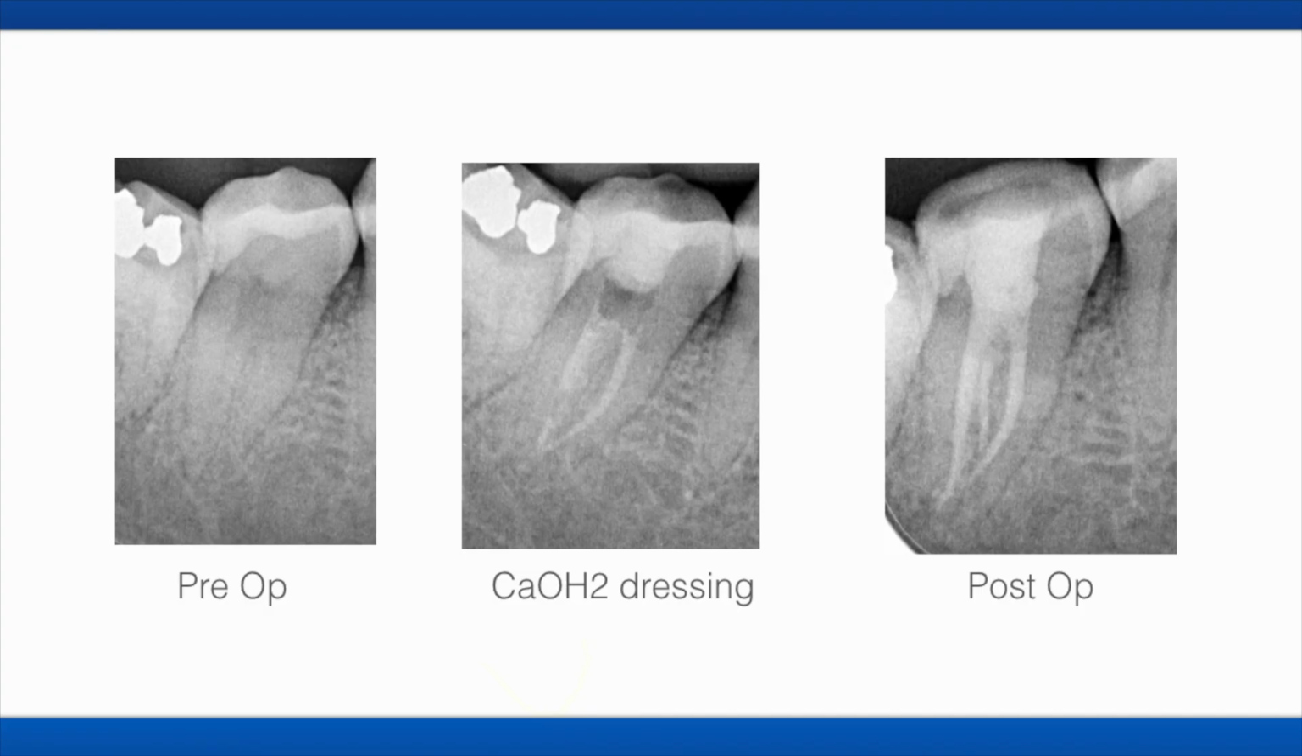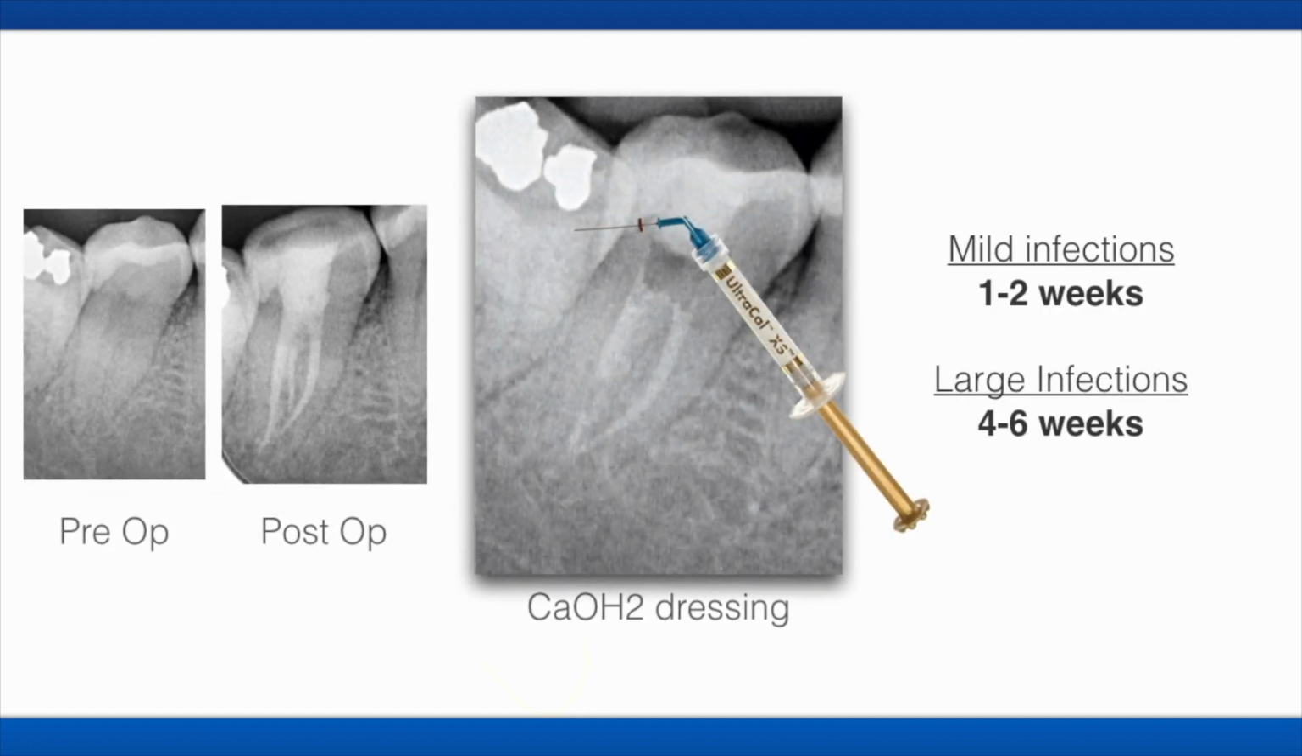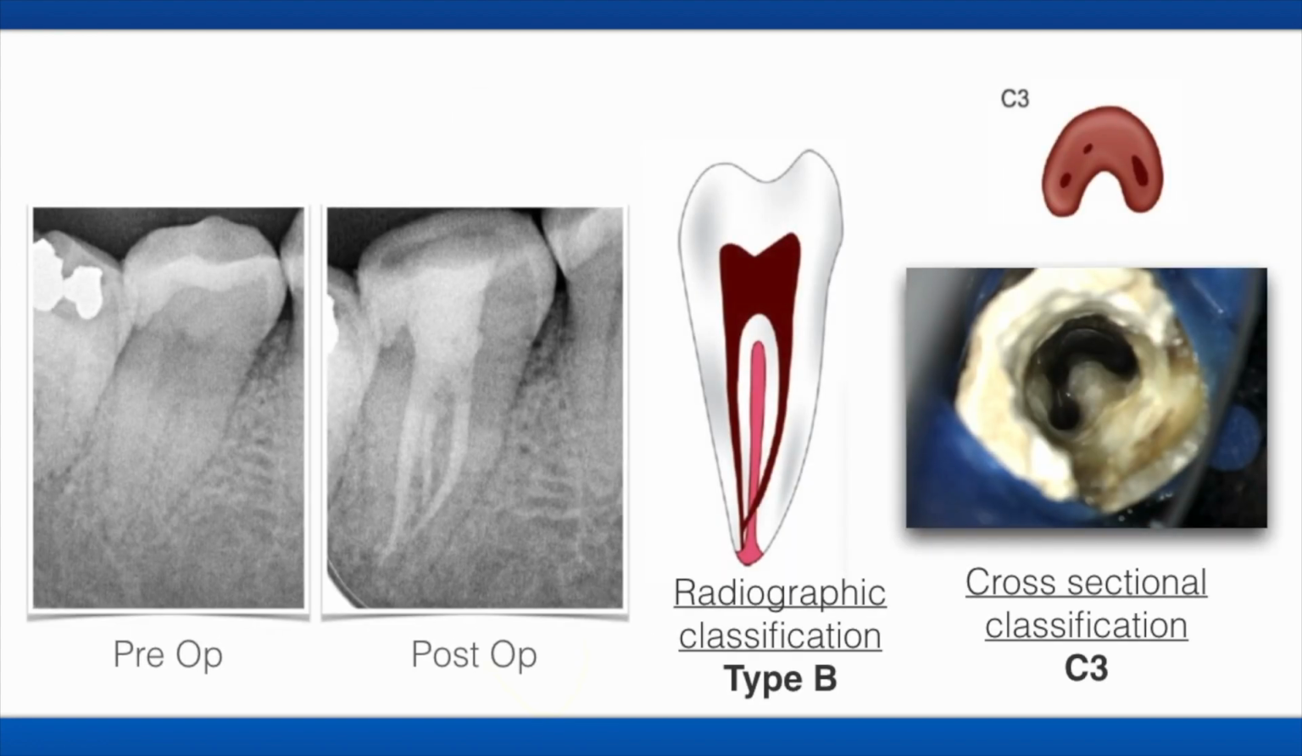Now looking at the teeth, this is a case which I have performed. You can see a pre-operative x-ray, second is a calcium hydroxide dressing, and then you have a post-operative. I did speak about the importance of intracanal medication. As you can see, mild infections I medicate for 1 to 2 weeks. Large infections I could go up to 4, maybe even 6 weeks, and I may repeat if the size of the lesion is really large. When we look at the classification, the radiographic classification falls under type B, and for cross-sectional classification, it falls under C3. As you can see, 3 canals there, clearly visible in the post-operative radiograph.